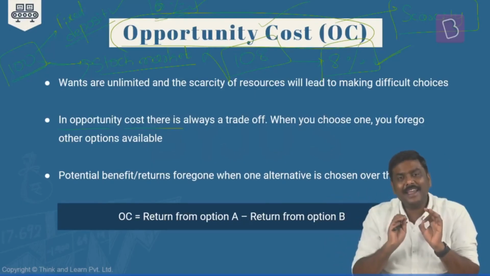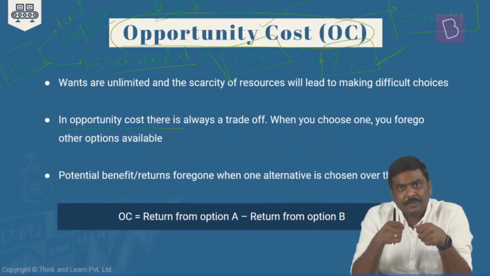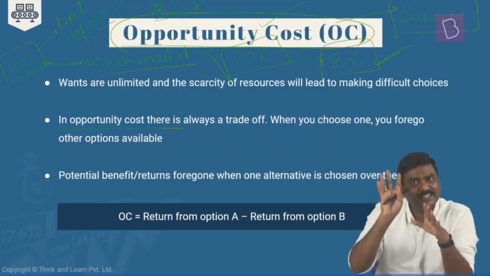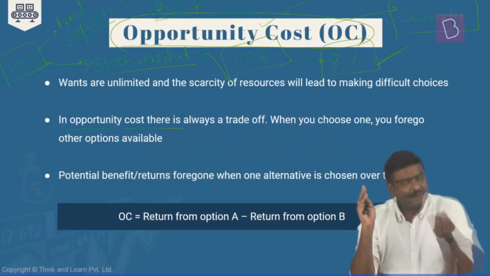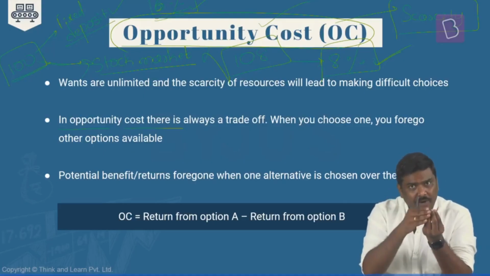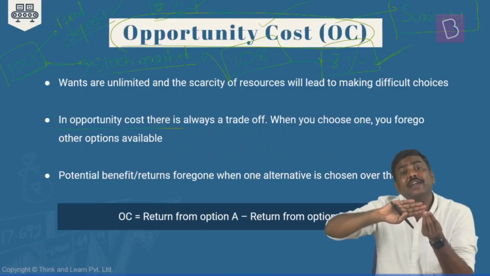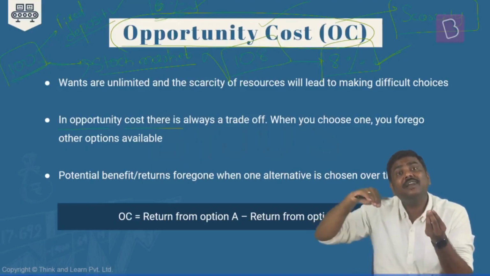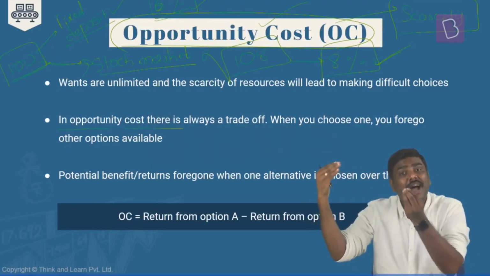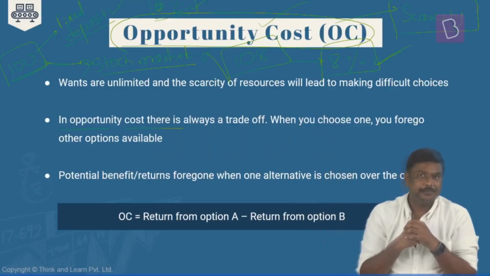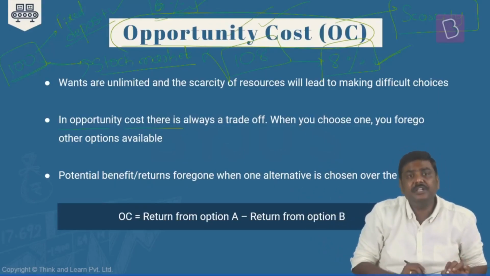Is the logic okay? I'll repeat it again. Opportunity cost is a concept which has originated because there's a scarcity of resources, wherein a person is forced to choose one option over all the other available options, thereby foregoing benefits that they would have derived by choosing the next best available option. And that is the basic idea of an opportunity cost.